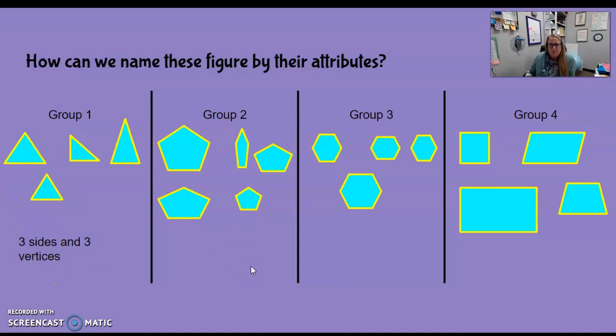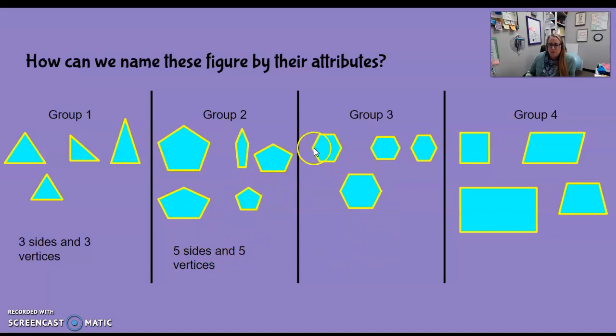What are we going to say about group number 2? Oh, yeah, they all have 5 sides and 5 vertices. So let's check our work. 1, 2, 3, 4, 5. 1, 2, 3, 4, 5. They all have 5 sides and 5 vertices.